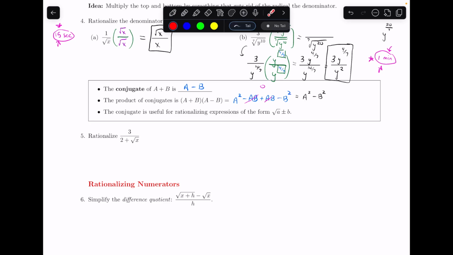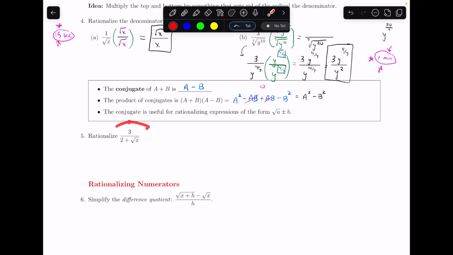So when you multiply something by its conjugate, the things in the middle cancel, and you're just left with a squared minus b squared. And that's really nice when you have a square root plus something or a square root minus something. Because if you multiply by the conjugate, you'll end up squaring the first thing, which will get rid of the root, and squaring the second thing. So let's try that in an example.